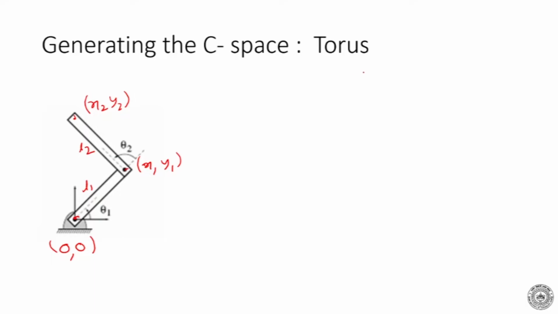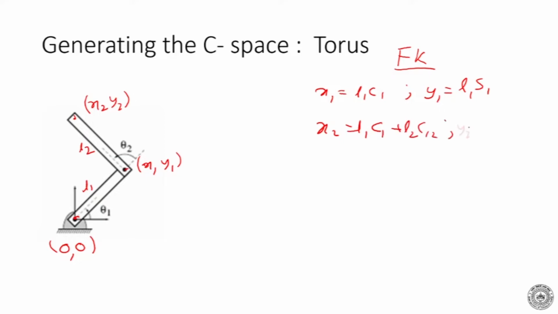How do I get that? From my forward kinematics equations, I know that x1 is equal to L1 cos theta 1, and y1 is equal to L1 sin theta 1, and x2 is equal to L1 cos theta 1 plus L2 cos(theta 1 + theta 2), y2 is equal to L1 sin theta 1 plus L2 sin(theta 1 + theta 2). Okay. So I've got these points, the coordinates of the points. The origin is 0, 0.